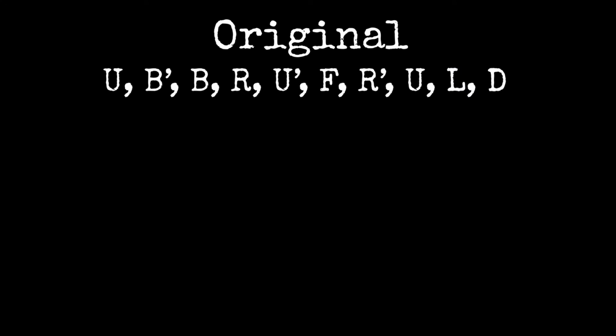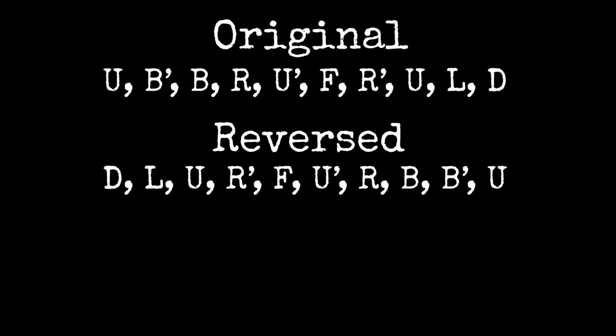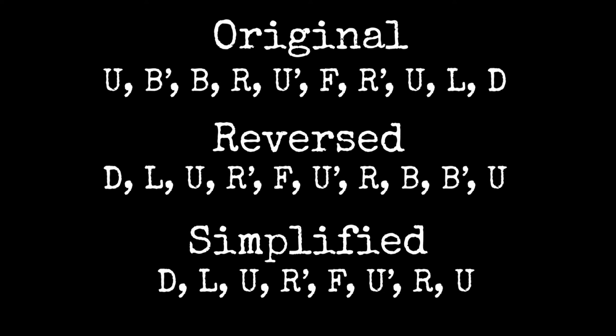Since R is green, we reverse the order of moves. This gives us D, L, U, R', F, U', R, B, B', and U. The simplified version of these moves is D, L, U, R', F, U', R, and U.